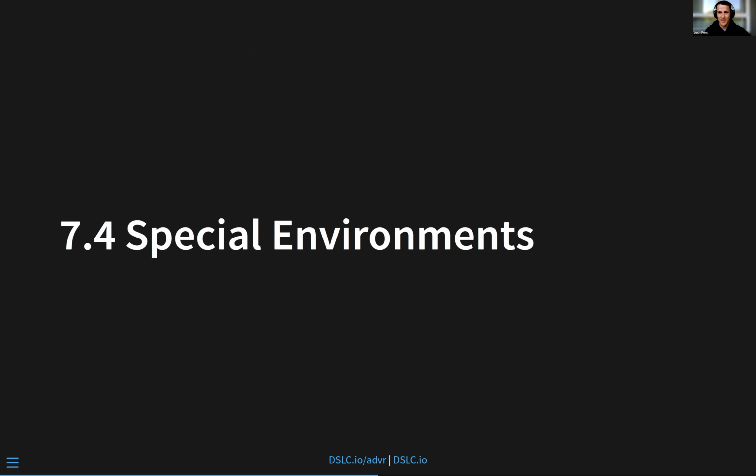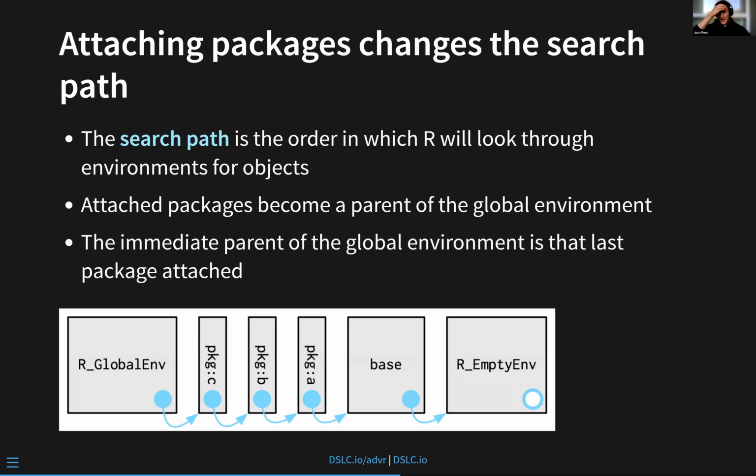Special environments. These are the named environments that every time you use R, they're there at least. Before we start naming them, the search path, I've said that word a couple of times. It is the concept of where R will look for objects. It is basically whatever packages you have added on, through library calls or other ways of bringing in a library, and it starts at your R global environment.